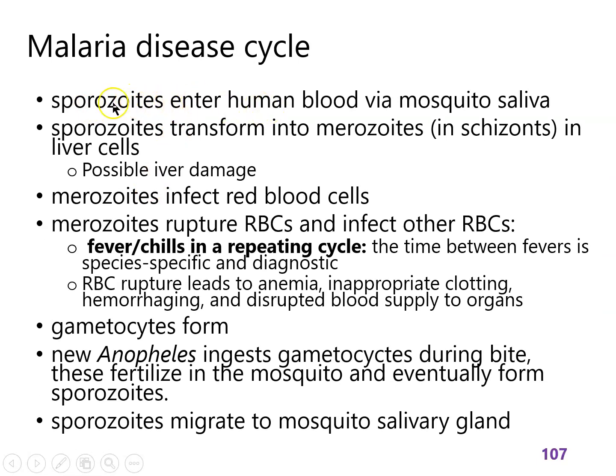The first thing that happens, the sporozoite form is the one in mosquito saliva. So they're in the mosquito salivary gland, and when the mosquito bites, it injects an anticoagulant to help the blood flow, and that carries with it the sporozoites. They become merozoites in liver cells, and then they are released in the bloodstream where they infect red blood cells and then rupture the red blood cells and infect other red blood cells.